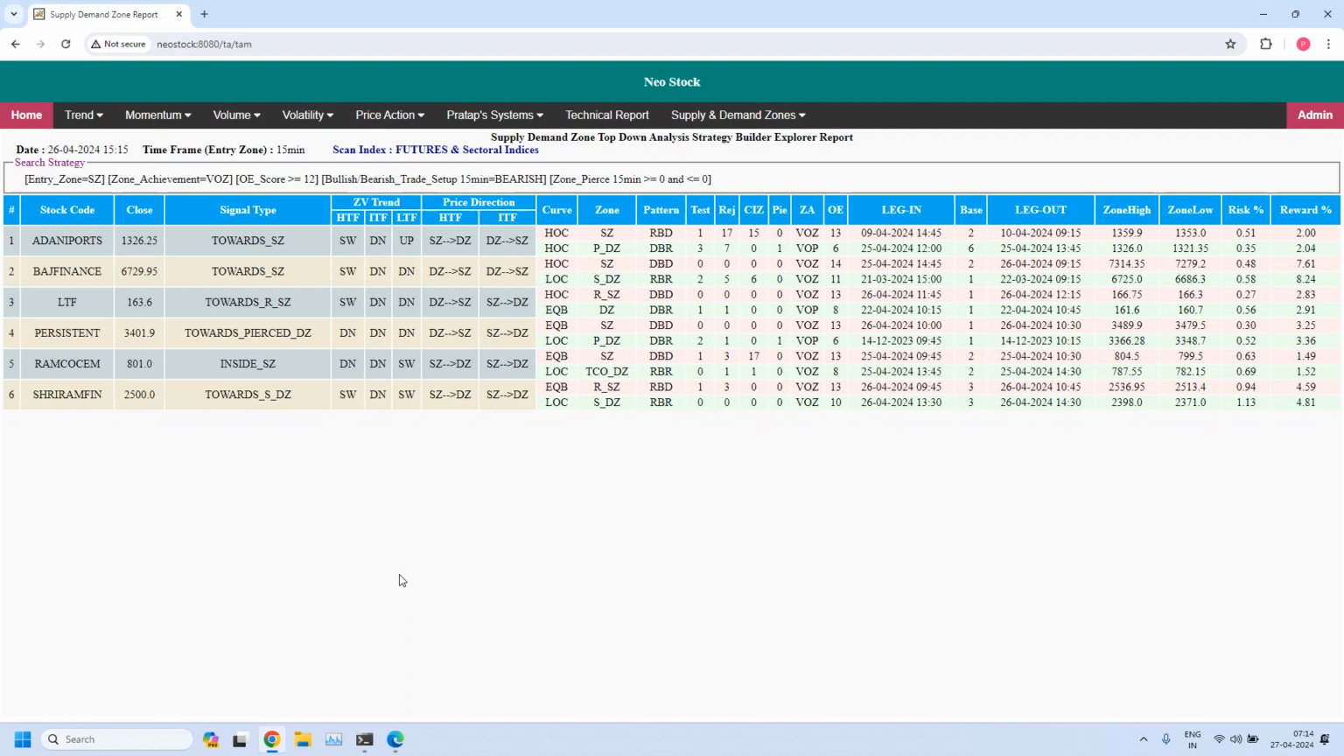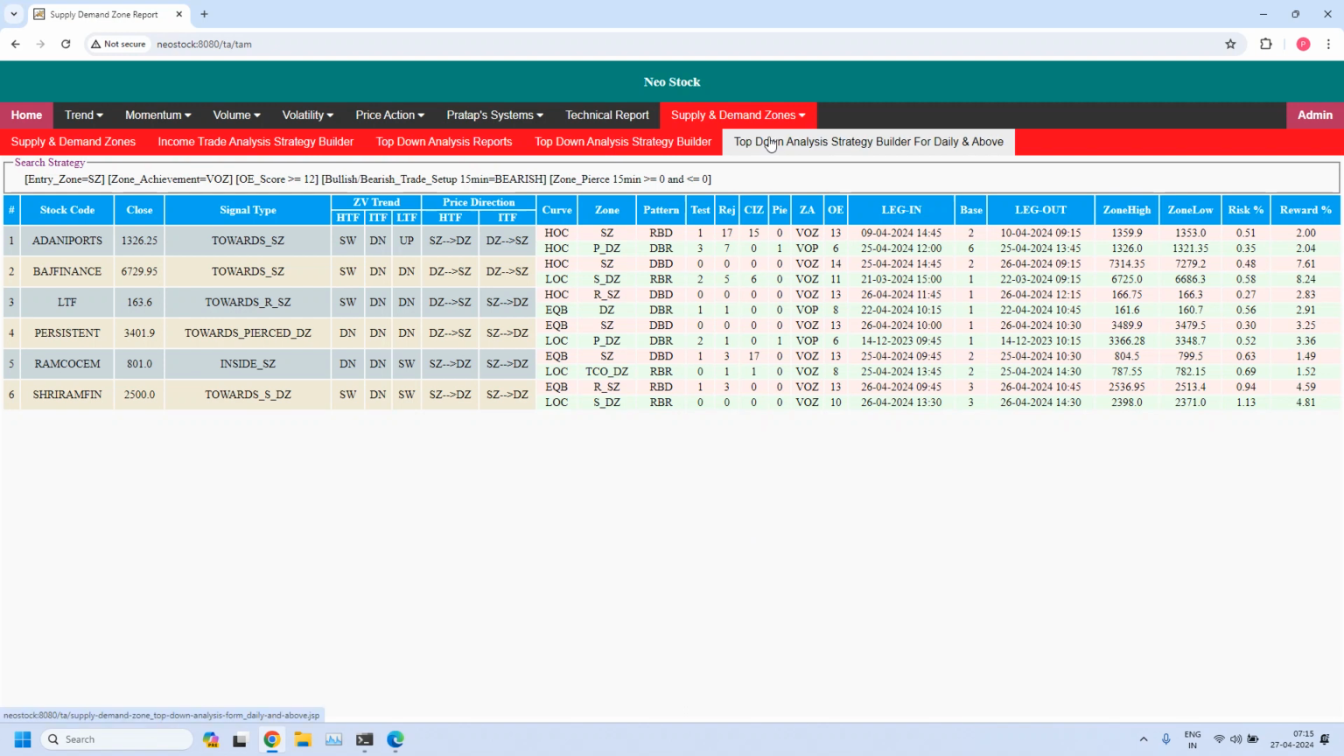Okay, now let me generate the bullish and bearish trade setup for hourly income trade. You need not analyze the hourly income trade stocks. In case you want to, that is your wish. But I suggest hourly income trade stocks are better for experienced people.